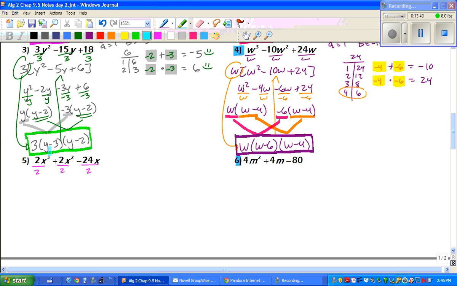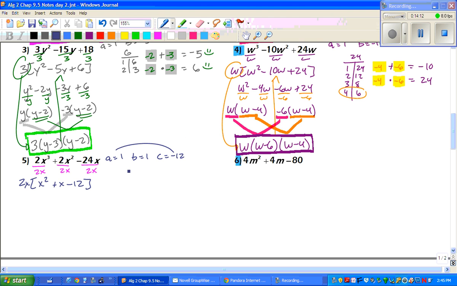But now, that's not the only thing we can take out because all of the terms have an x. So we can also take out an x from all of those. So when we rewrite this, the 2x comes out front, and we're left with x squared plus x minus 12. So a equals 1, b equals 1, and c equals -12.